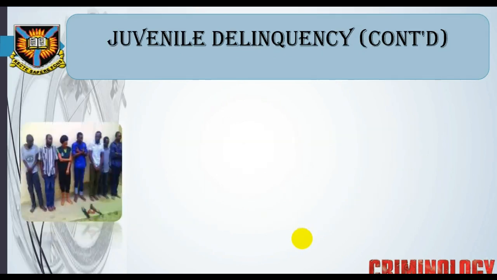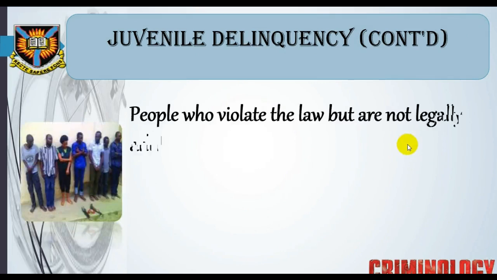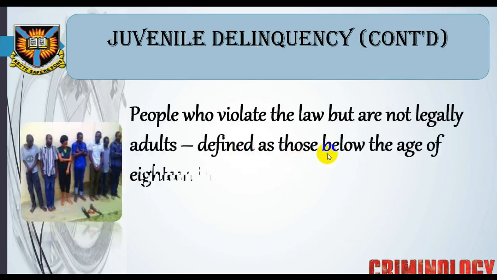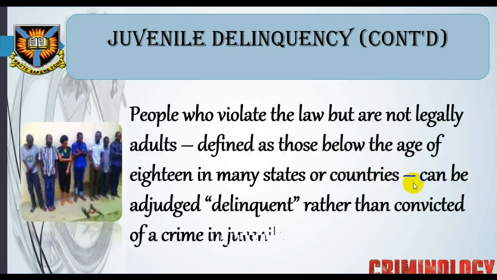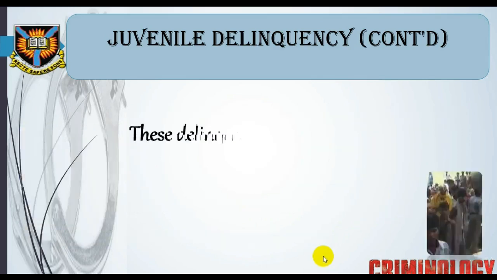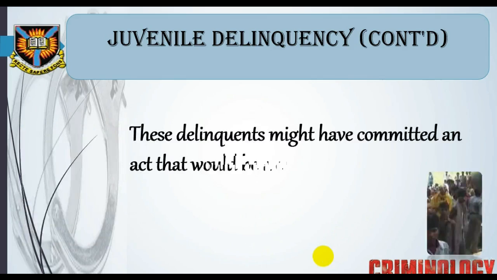People who violate the law but are not legally adults, defined as those below the age of 18 in many states or countries, can be adjudged delinquent rather than convicted of a crime in juvenile courts. These delinquents might have committed an act that would be a crime if done by an adult.